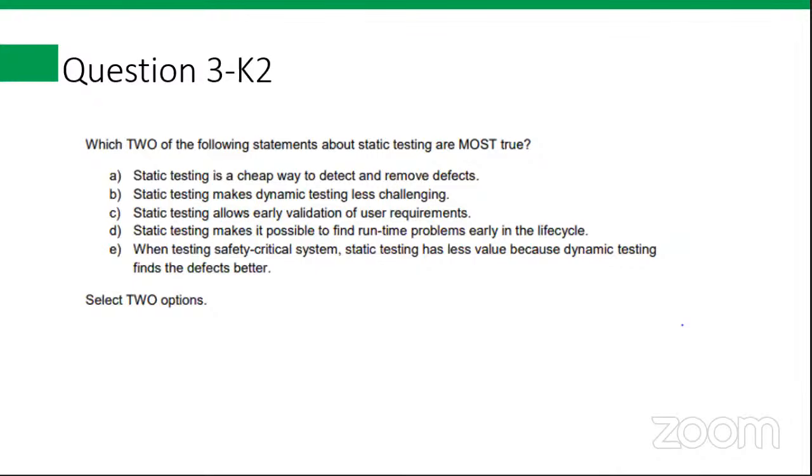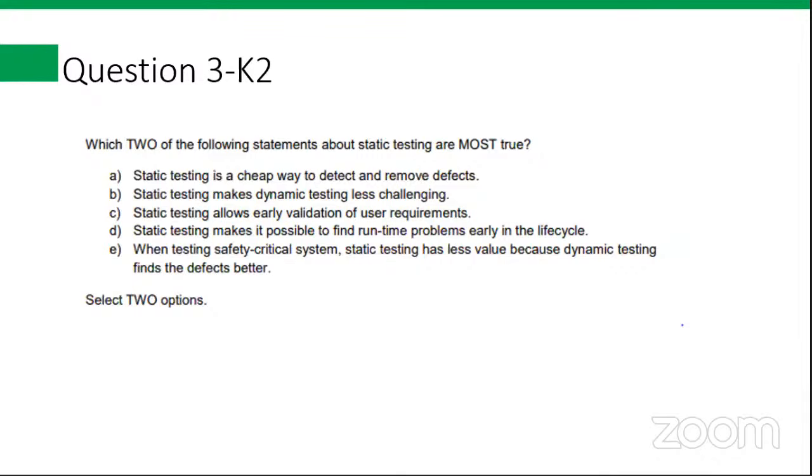So runtime means you are executing something, which means that this is related to dynamic testing. So static testing will never be able to find out runtime problems early. That is, runtime means you'll get the problems only if you're executing the code. So based upon this understanding, you should be able to mark out D as wrong. And moving forward, you have the very last option.